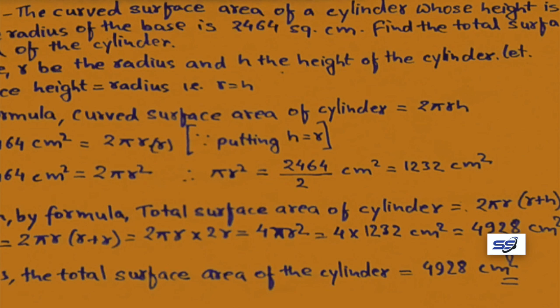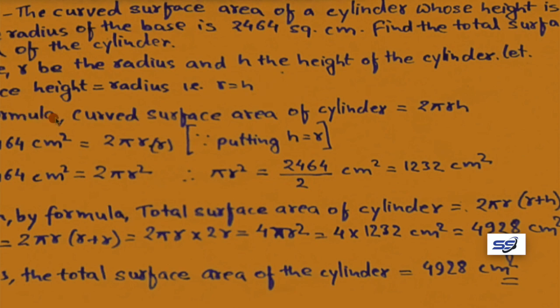Question number 260 upon A. Given is the curved surface area of a cylinder whose height is equal to the radius of the base is 2464 square centimeter. Find the total surface area of the cylinder. Here, R is the radius and S the height of the cylinder. We have to assume certain things to solve this question. Let R be the radius of the cylinder and S be the height of the cylinder. Since height is equal to radius, that is R is equal to S.